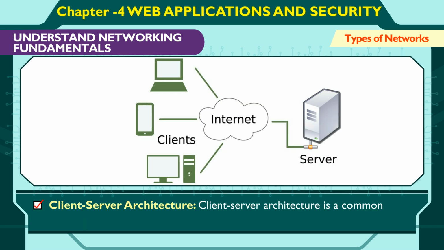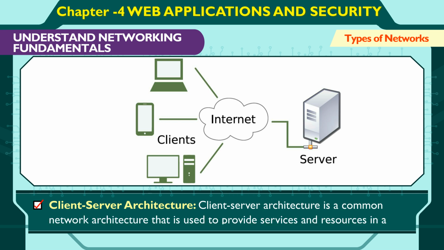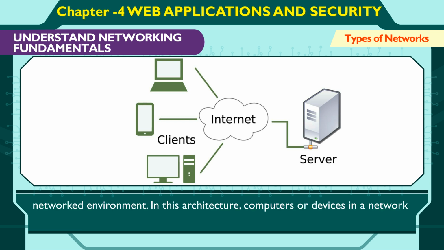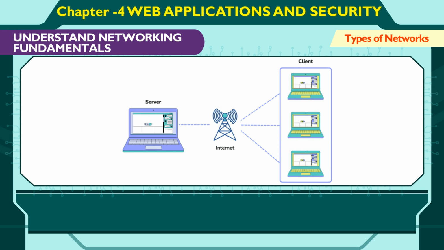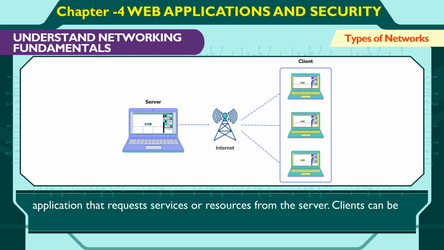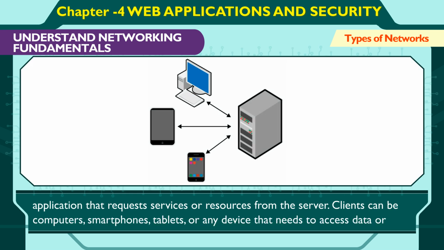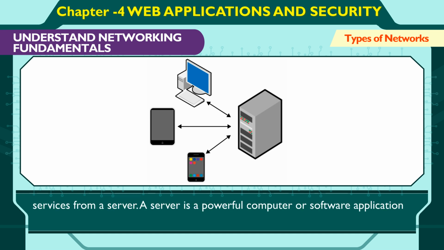Client-server architecture. Client-server architecture is a common network architecture that is used to provide services and resources in a network environment. In this architecture, computers or devices in a network are divided into two categories, clients and servers. A client is a device or application that requests services or resources from the server. Clients can be computers, smartphones, tablets, or any device that needs to access data or services from a server.